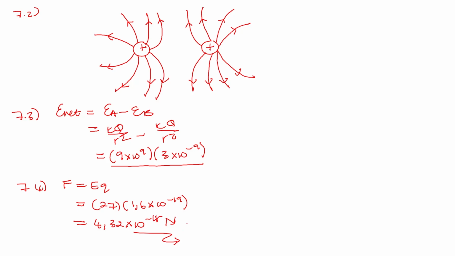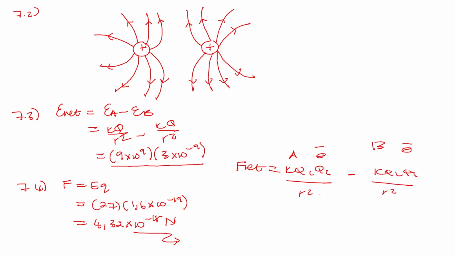Or you could have gone the long route to calculate it. I'll just show you the long way you would have done this by using the standard formula. Q2 would have been the electron charge, and that would have been A. Then you would have subtracted B and the electron charge with the same formula, and you would get exactly the same answer.